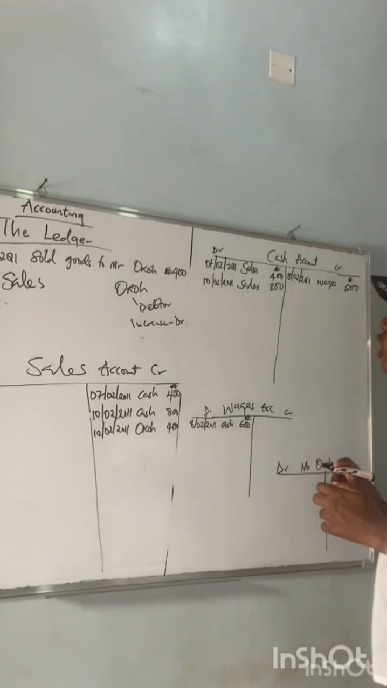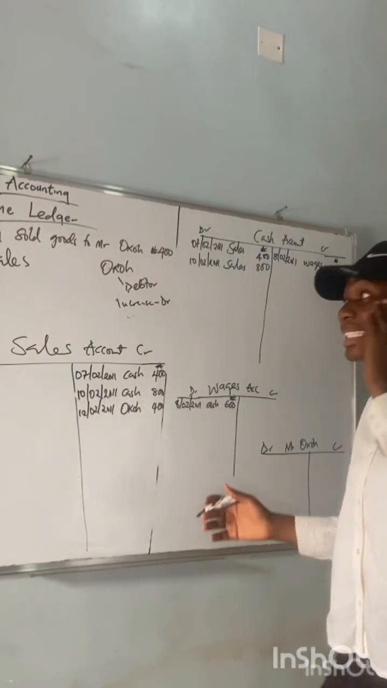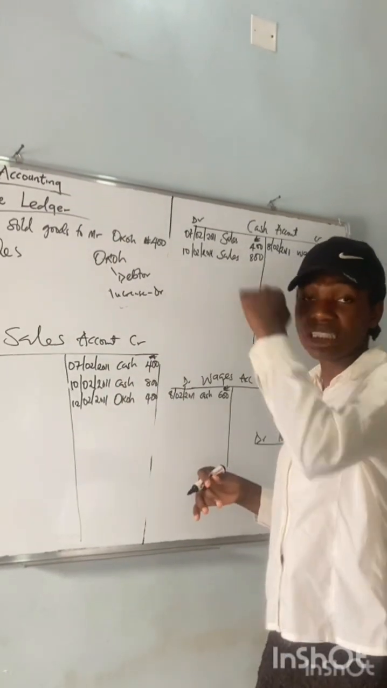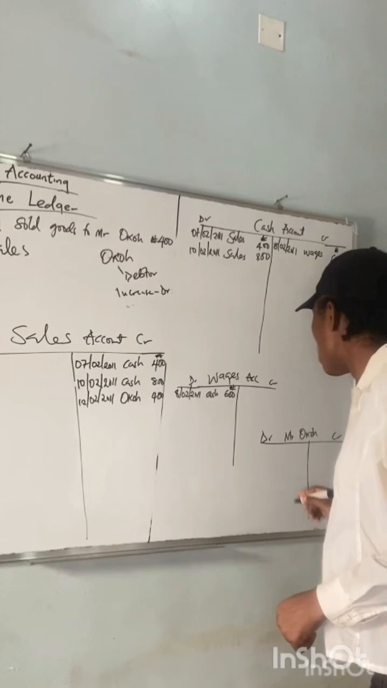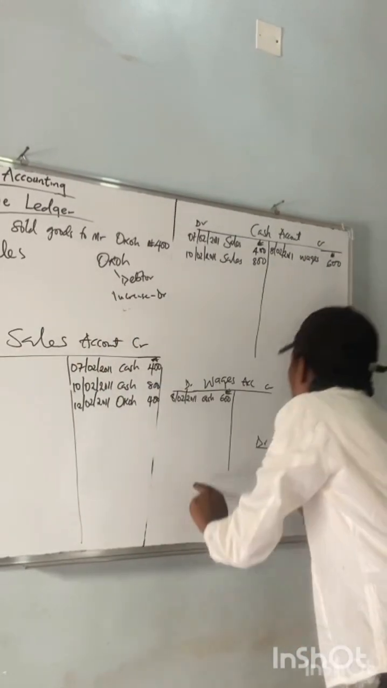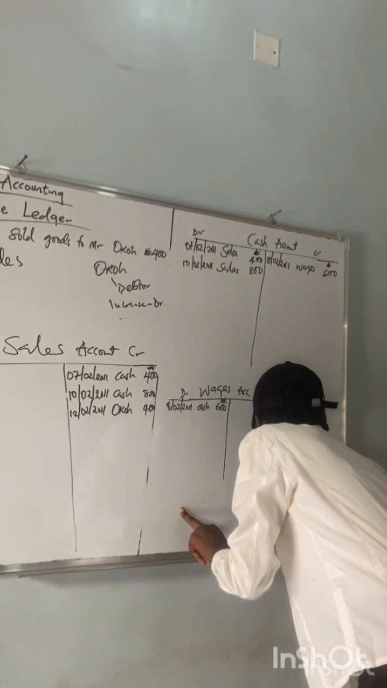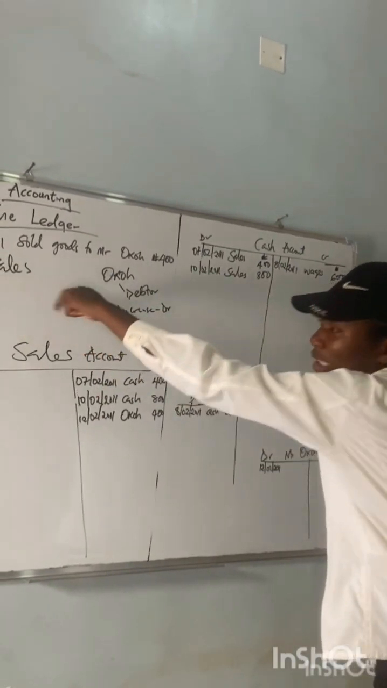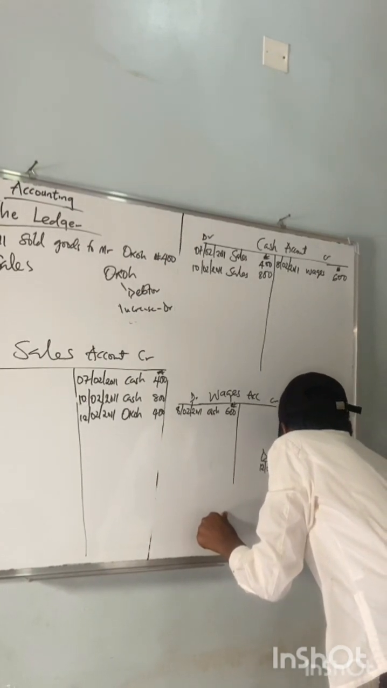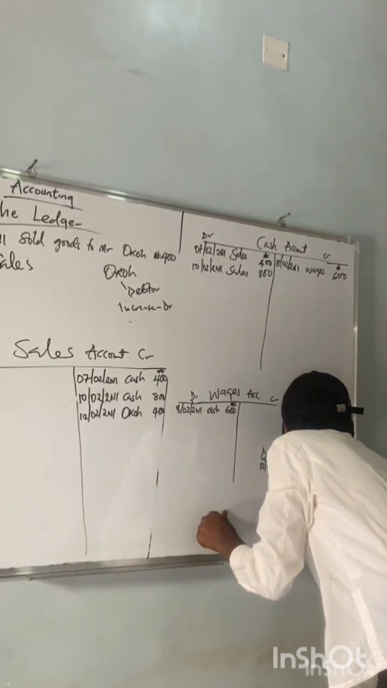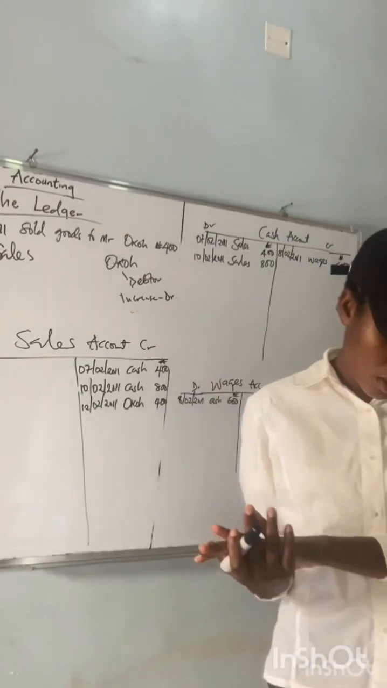So for Mr. Oko, he's a debtor, and a debtor is an asset to the business, a current asset. So there was an increase in debt, so we'll be entering on the debit side for Mr. Oko. Our date is 12th February 2011. So he became our debtor on account of sales, so we'll be having sales of 400 naira.